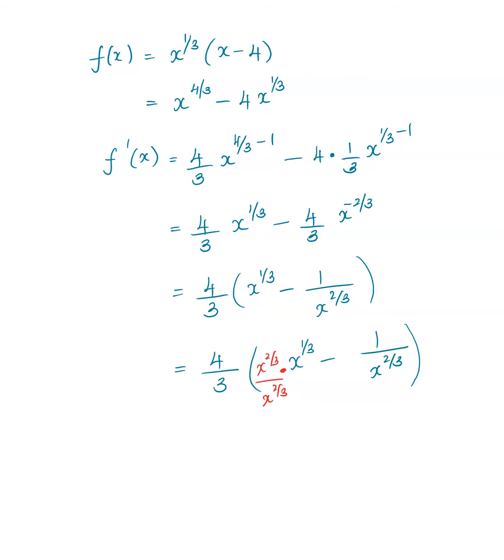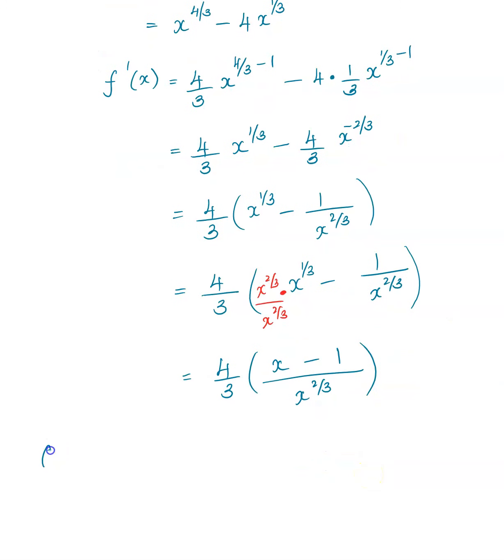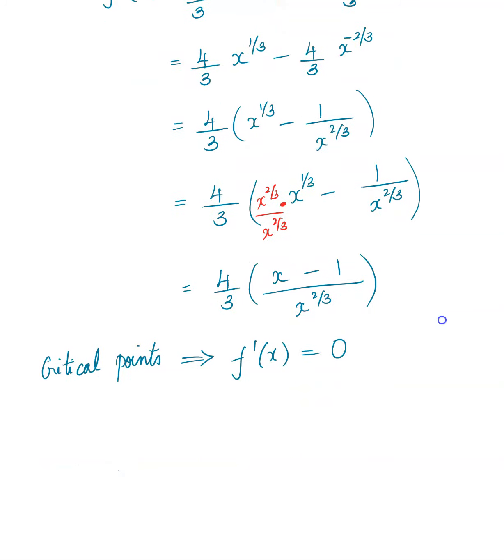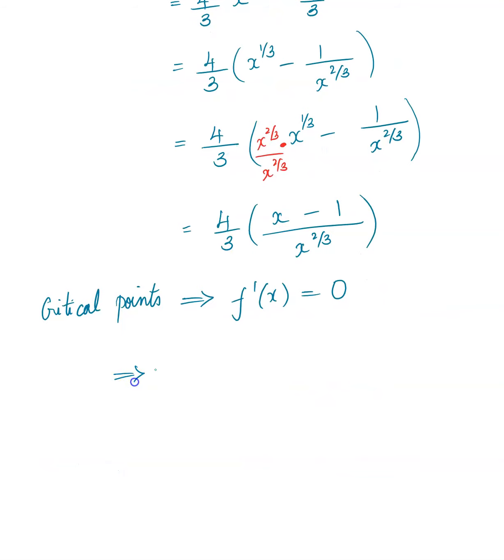Then add the powers. 2 plus 1, 3. 3 over 3 is 1. So you have 4 over 3, x minus 1 over x power 2 over 3. I hope you can see that. And now critical points implies you have to set your first derivative to 0. This implies I have to set 4 over 3 times x minus 1 over x power 2 over 3 to 0.